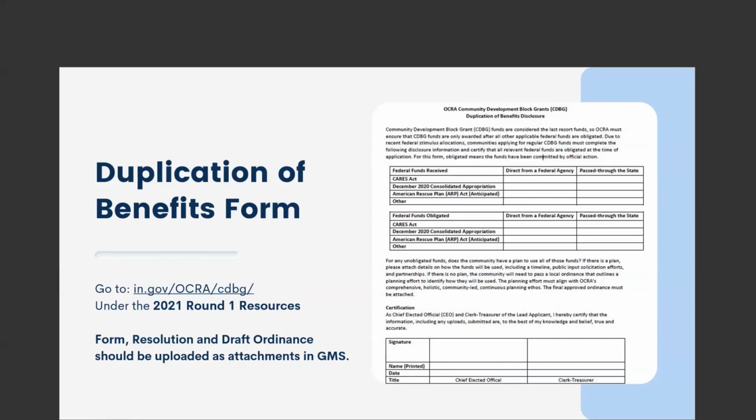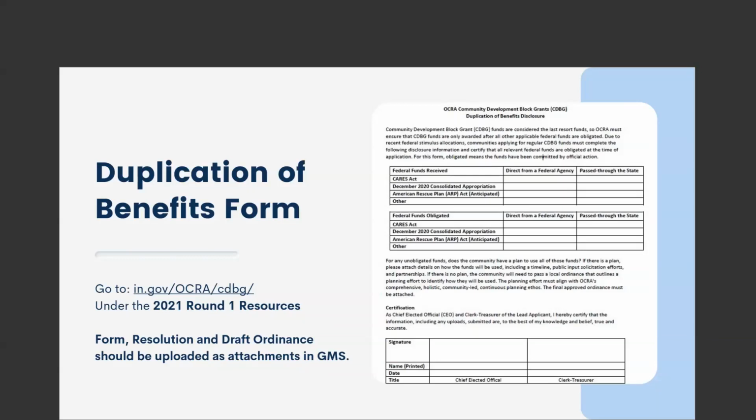So specific to the duplication of benefit form, we tried to make this form as easy as possible. It is all information the clerk-treasurers should already have. It's information that they would be required to have by the State Board of Accounts. And so it's really straightforward. First off, we look at the federal funds received. In that, we break it down by the 3 stimulus acts that were provided: CARES, the December 2020 Consolidated Appropriations Act, and then the American Rescue Plan.